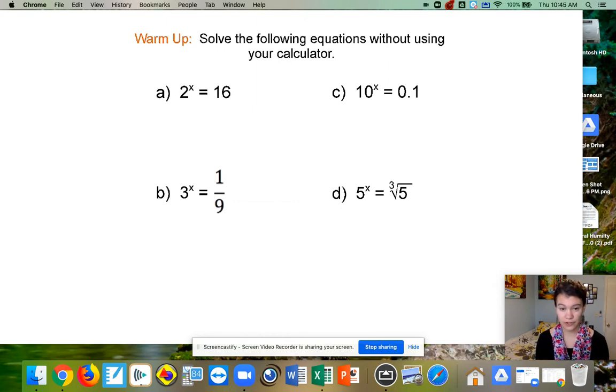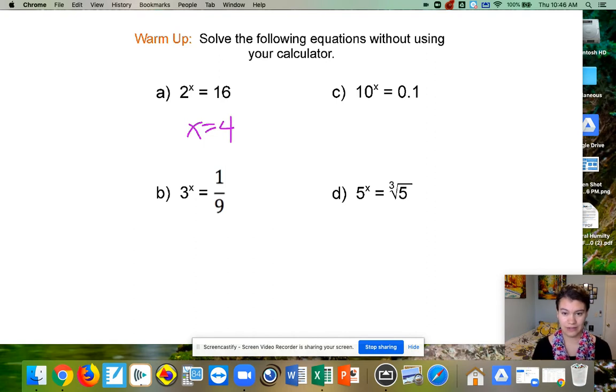Okay, so to solve the first one, we have to think: 2 to what power gives you 16? Well, 2 squared is 4, 2 to the third is 8, 2 to the fourth is 16. So here x is going to have to equal 4.